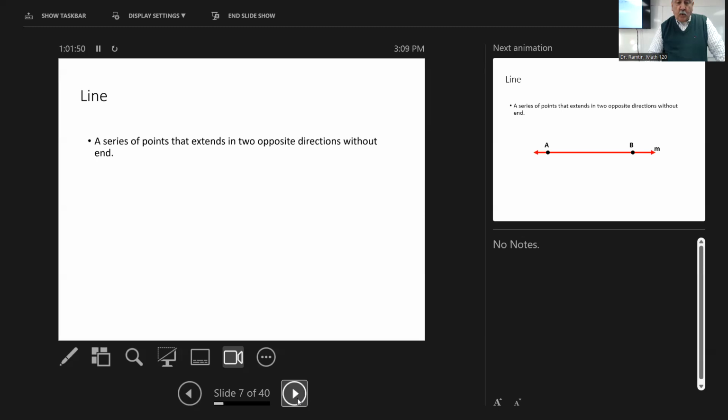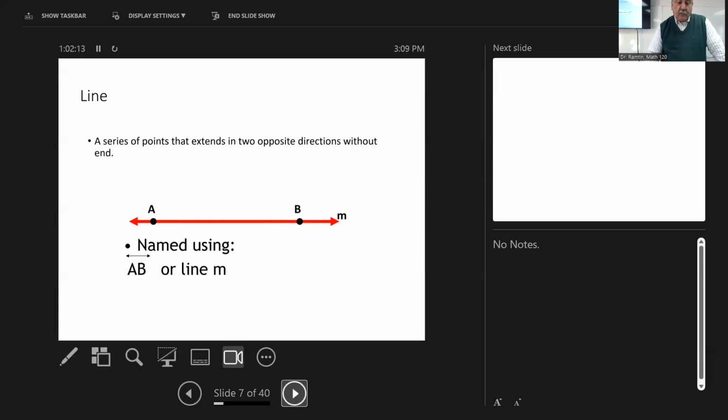A line is a series of points that extends in opposite directions without end. So here we have a line that goes in that direction and that direction. We identify 2 points on it, and we call this line AB or BA, it doesn't matter. But to make sure it's a line, you write AB and then draw a line above it with 2 arrows at the very ends. We can also call it line M, for example, as you can see here.